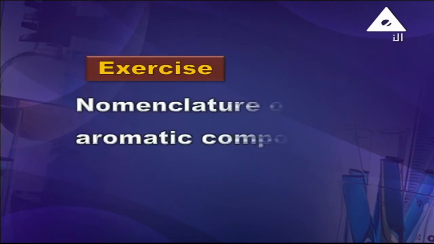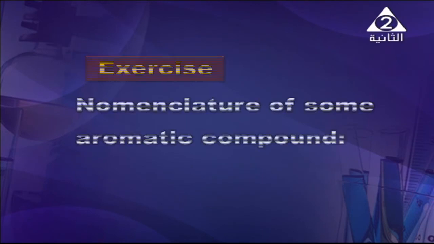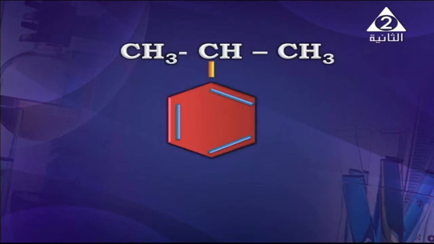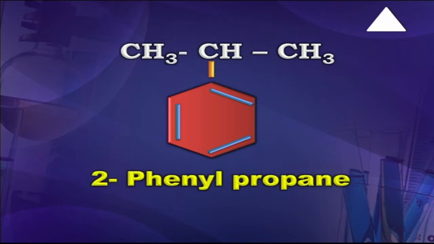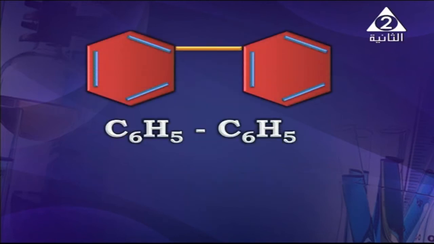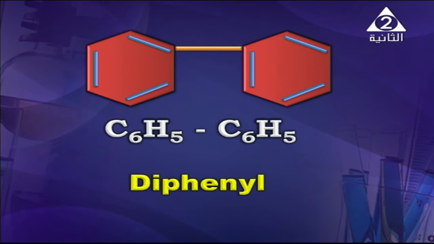So, exercise: nomenclature of some aromatic compounds. As shown on the screen here, my dear student, the longest continuous chain contains 3 carbon atoms, so its name will be propane, as all the bonds between the carbon atoms are single bonds. Here we have a branch, the phenyl radical C6H5, so its name will be 2-phenyl propane. And another example here: 2 benzene rings attached by a single bond is called diphenyl.